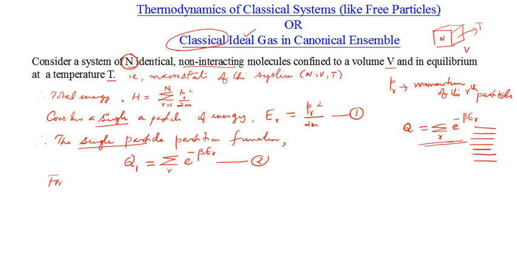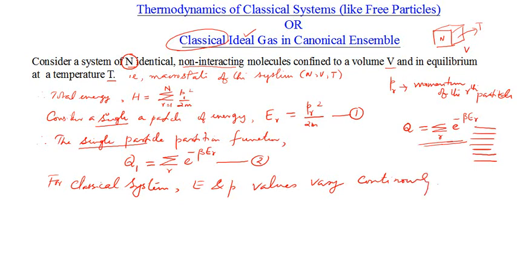For the classical system, what we are considering now is a classical ideal gas. For a classical system, energy and momentum values vary continuously. So it's not discrete, unlike a quantum system. This is a very important turning point in our discussion. In that case, you cannot use equation number 2, which is applicable for discrete energy levels. So instead of using equation number 2 for the single particle partition function, we have to modify equation number 2 by bringing in what is known as the density of states.